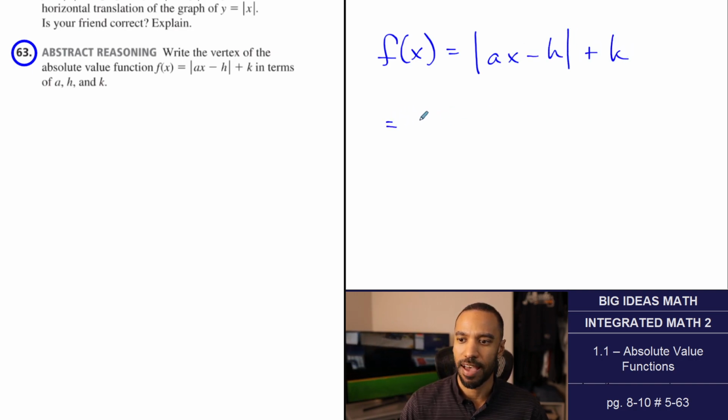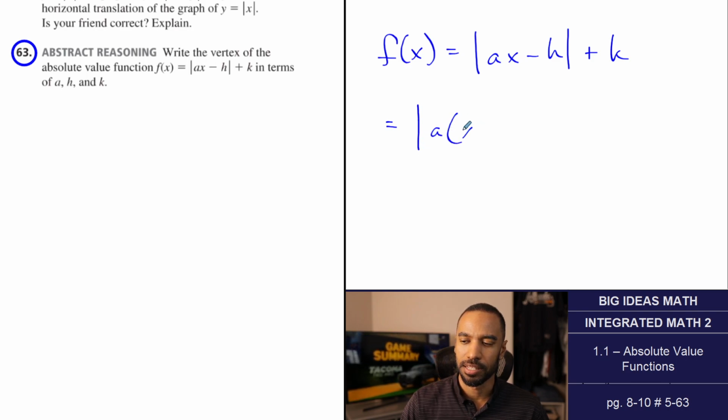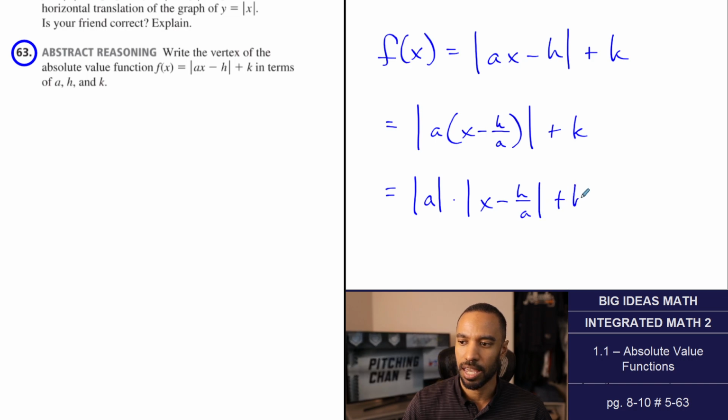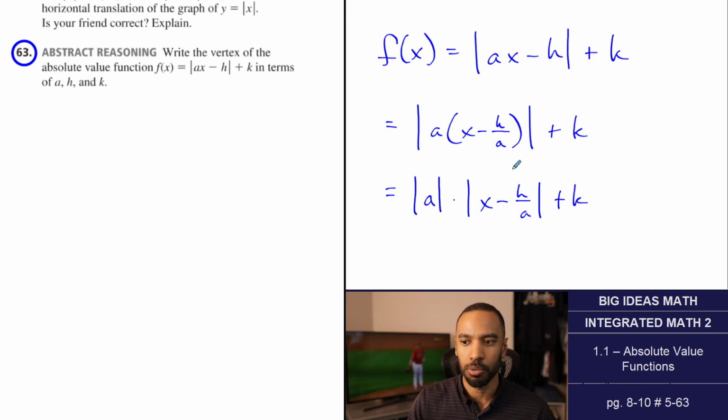First thing I'm going to do is factor the a out inside of here. Now, when I factor out an a, this becomes a times smaller. h over a is right there. And that kind of already answers the question here. Now we're going to take the absolute value of a and pull it on the outside of here. And this has absolute value of x plus h over a, plus k, like that. This is technically your proper form.